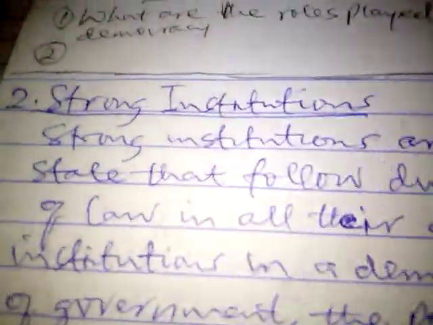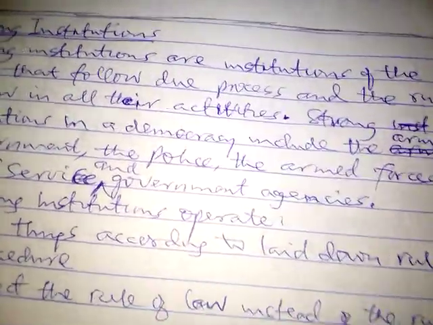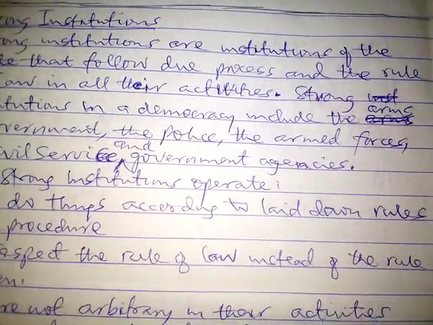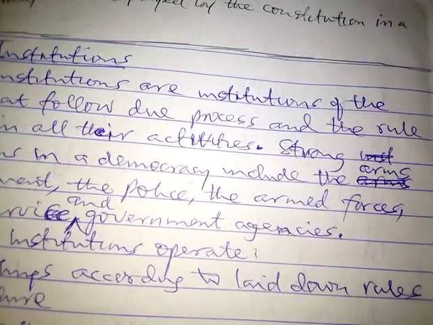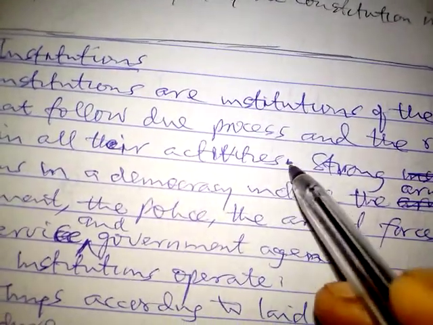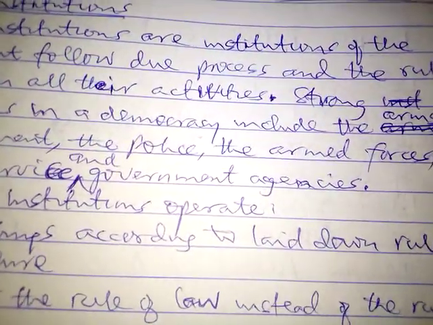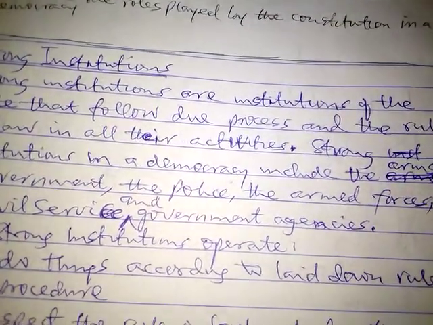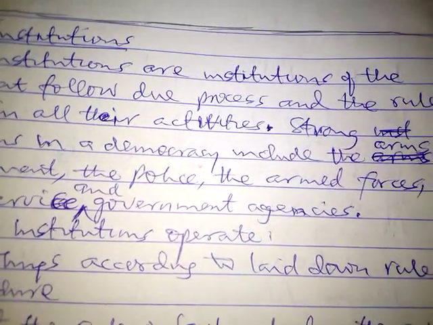Strong institutions. Can you see it there? Strong institutions are institutions of the state that follow due process and the rule of law in all their activities. They do not fear anyone. They do exactly what they are supposed to do.